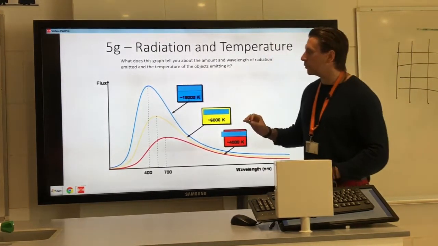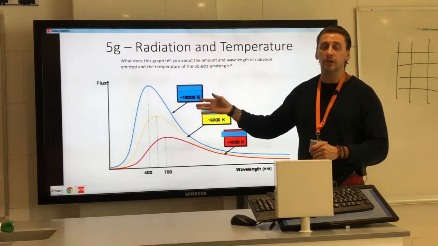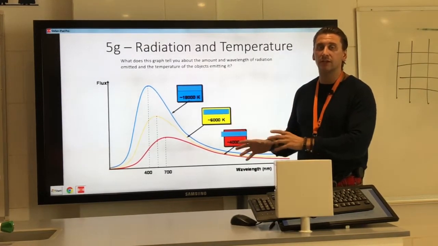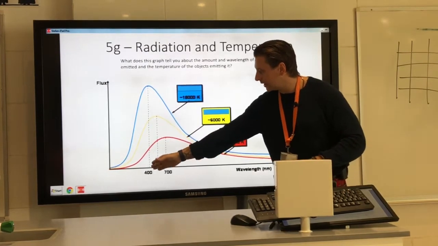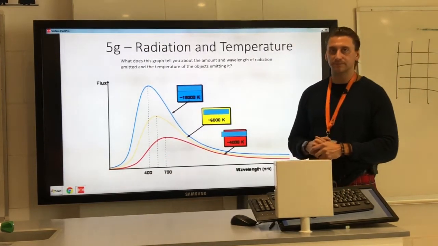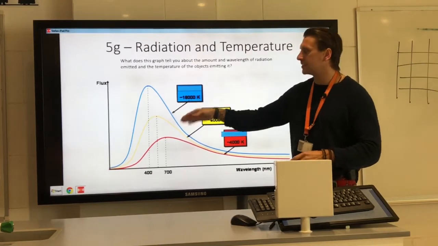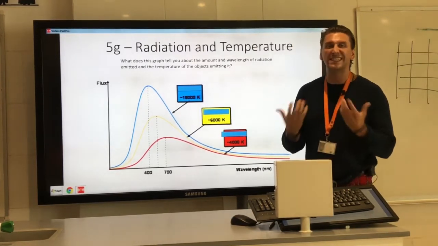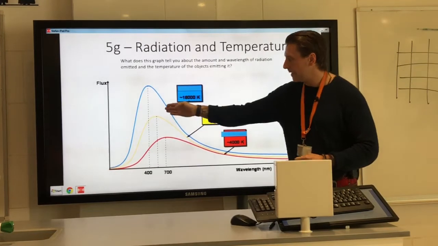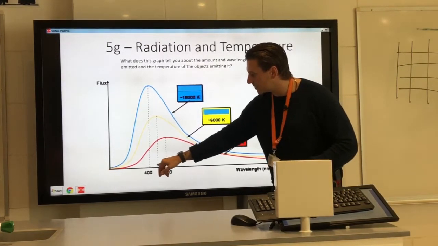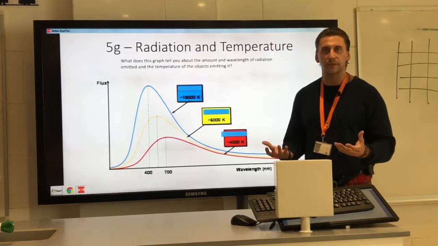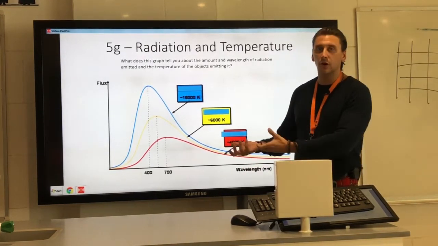Now, looking at the blue one, we said first of all that the blue curve emits the most radiation or more intense radiation, and the peak of this curve is at 400 nanometers. Now take a look at the yellow one. We said it emits less intense radiation than the blue, and if we follow this peak down, the peak on this one is actually somewhere between 400 and 700 nanometers, so slightly longer wavelength than the blue one.